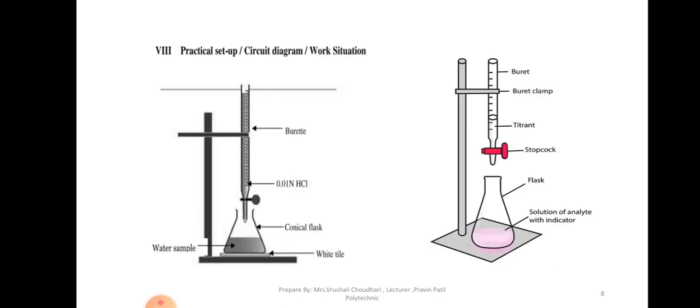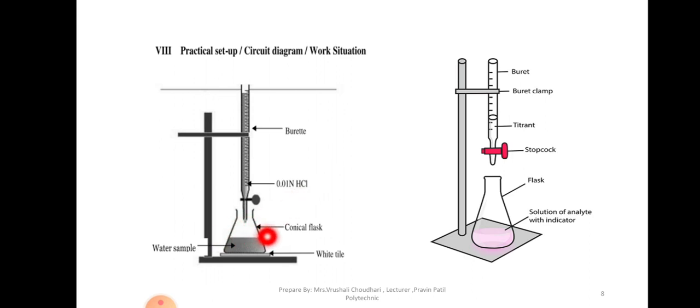This is the actual setup of the practical. This is called a burette. It is made of glass and has markings from 0 ml to 25 ml or 50 ml, with 1 ml markings. Here we are going to fill 0.01 normal HCl.